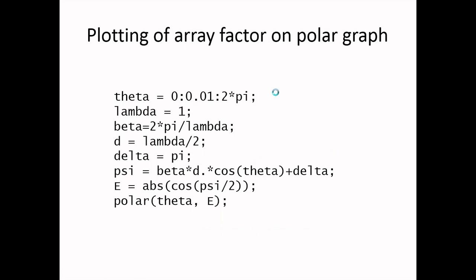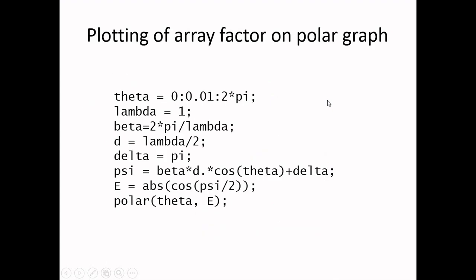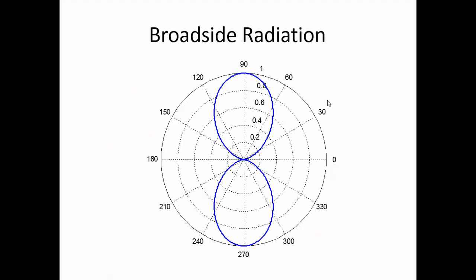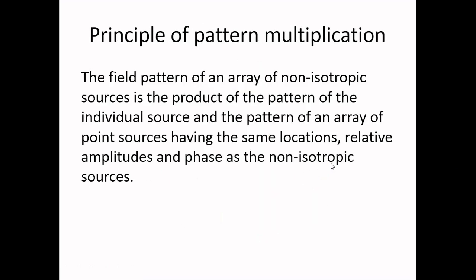We'll do this some other time. The only thing you should notice is that we are plotting this E naught, which is the array factor. Once you plot this array factor, with the distance and supplied phase difference set according to the broadside array, you will get broadside radiation, where 90 and 270 degrees will be maxima and 0 and 180 degrees will be minima. And in endfire radiation, you will get 0 and 180 degrees as maxima and 90 and 270 as minima.